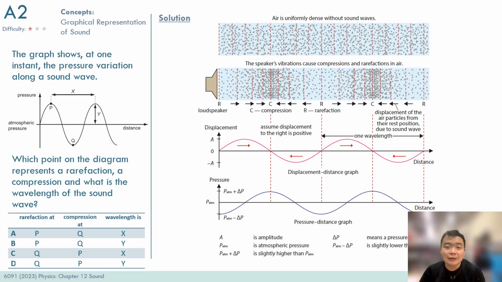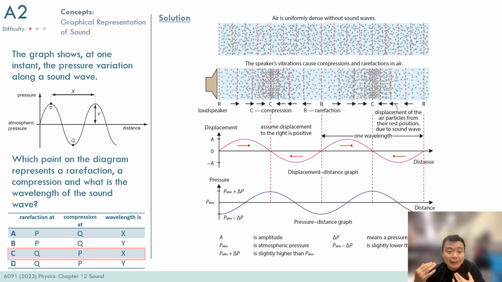This question is on the graphical representation of sound waves, and the answer to this question is C. Now, for graph questions in sound, we must first look at what the graph represents. So in this case, it's a pressure against distance graph, and as we know, compressions are areas where the air pressure is higher than atmospheric pressure.